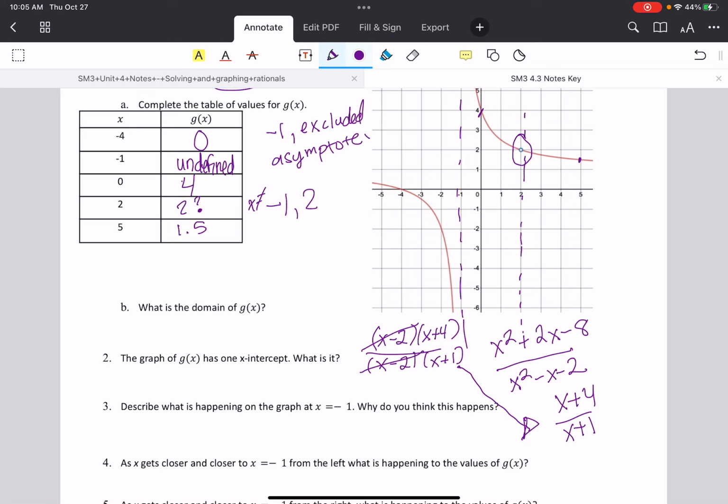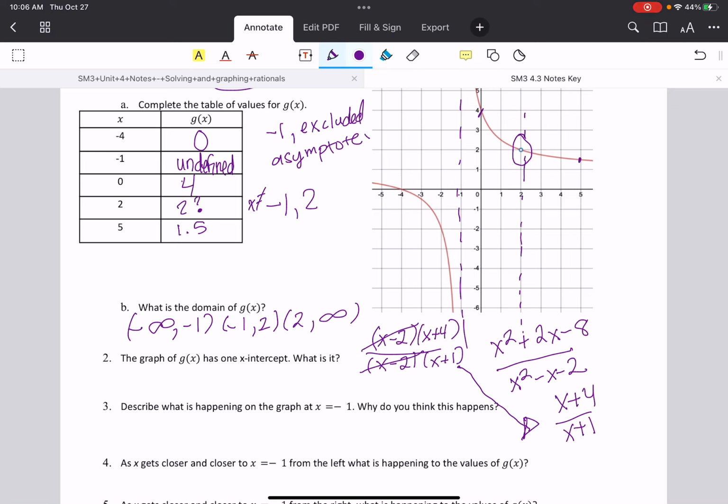Good. What's the domain then? Is it going to be negative infinity to negative 1, and then negative 1 to 2, and 2 to infinity? That's exactly right. Because x can't equal what? Negative 1 and 2. So that's your domain. Good.